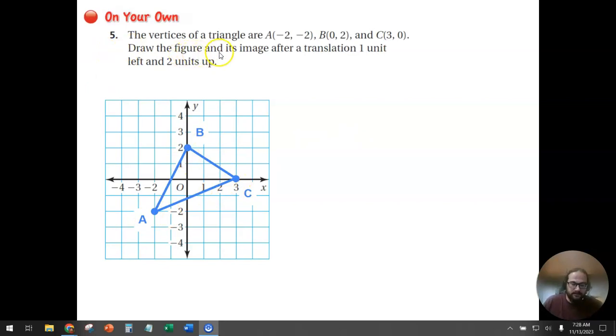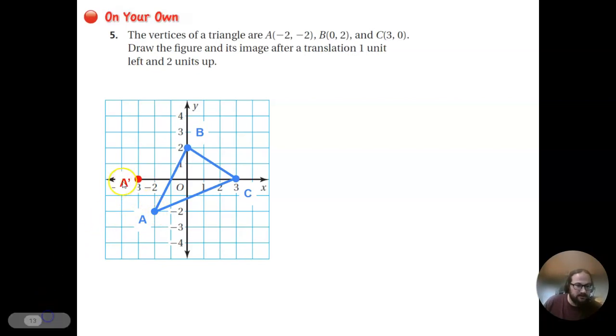Now, for each one of these points A, B, and C, we're going to slide 1 unit left and 2 units up. So 1 unit left and 2 units up puts us right here at (-3, 0) for A. For B, 1 unit left and 2 units up puts us right here at (-1, 4). For point C, we're going to go 1 unit left, 2 units up. So C prime is here at (2, 2). Fill in the lines.